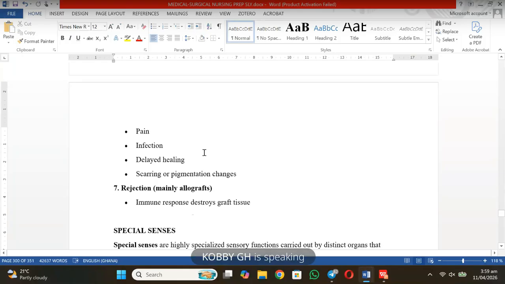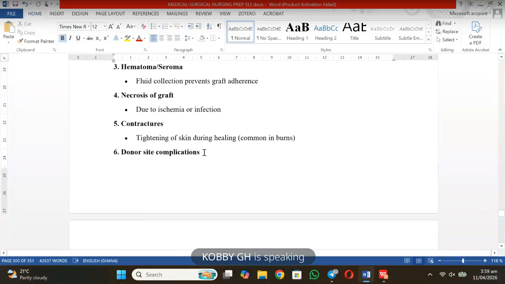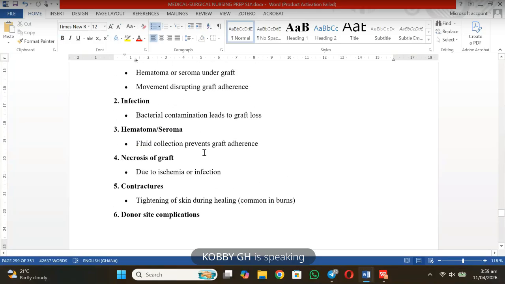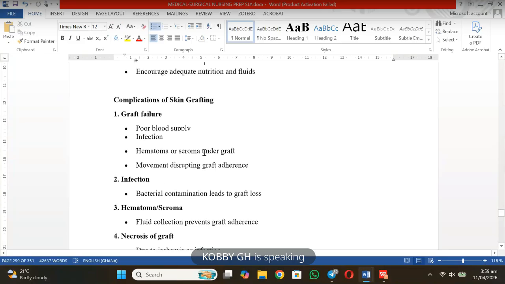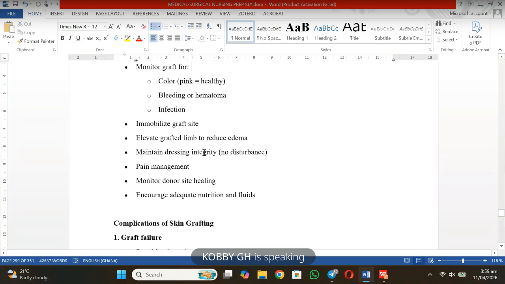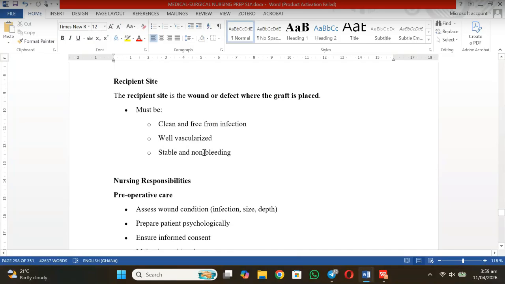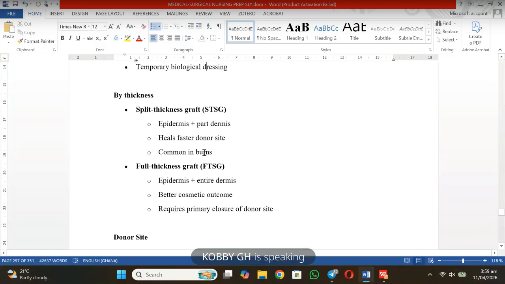Is that okay? And at times, rejections can occur. Rejection is very common, especially when you are doing an allograft. So after a graft, rejection can occur. There can be delayed healing. Contractures can form. Necrotic tissues can form. Infections can form. And graft failure can occur. Okay, so basically, that is it about skin grafting.